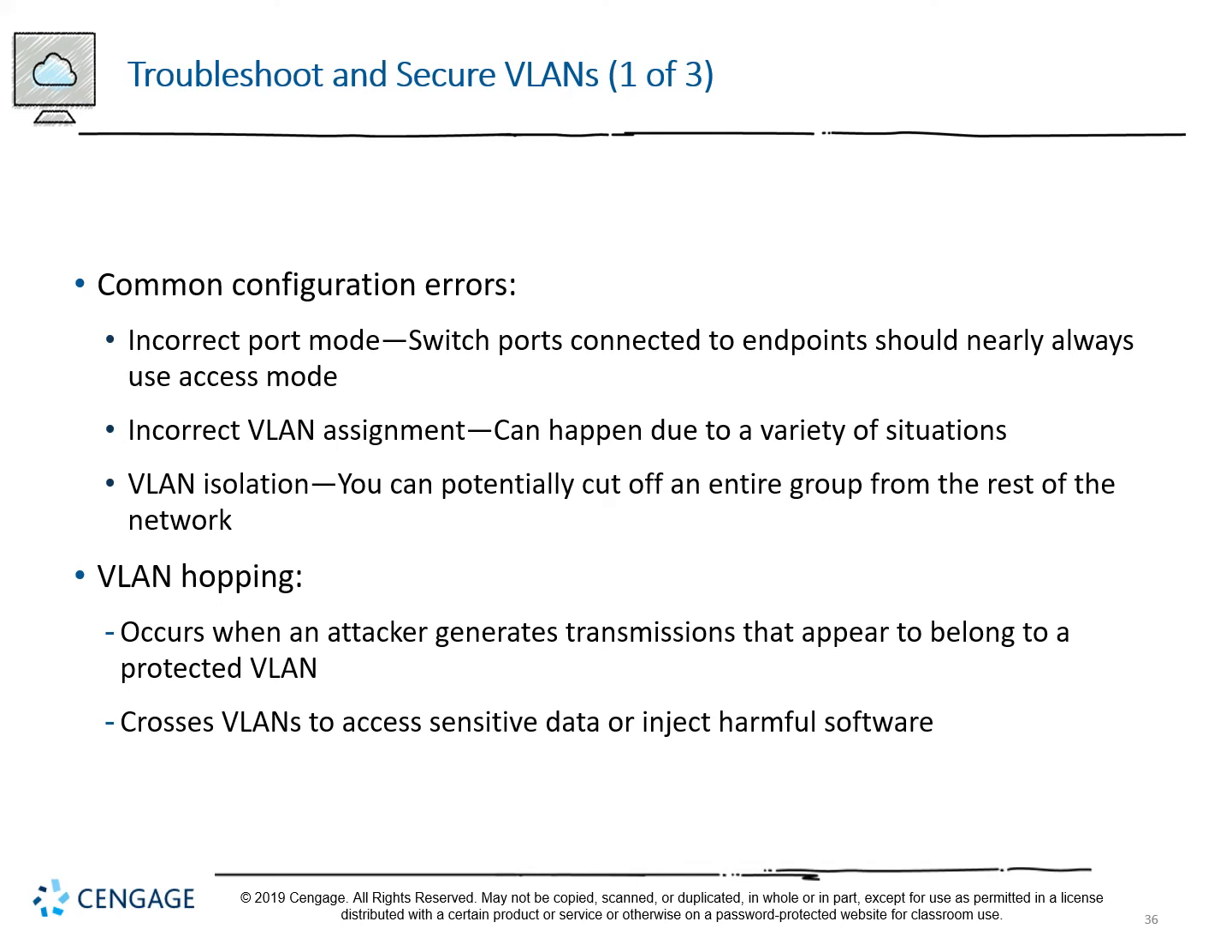We also can have what's called VLAN isolation, where we set things on a VLAN that's not connected to anything. So the ports are assigned to a VLAN that does not have connectivity to the rest of the network.